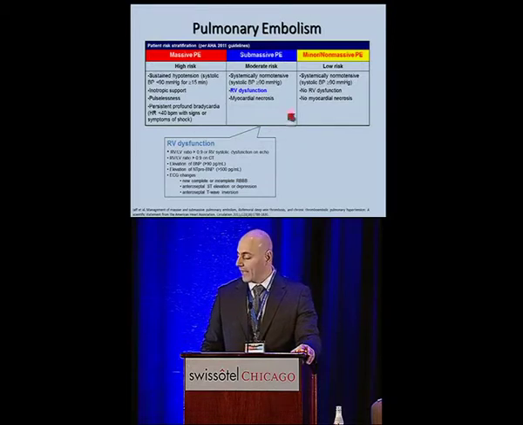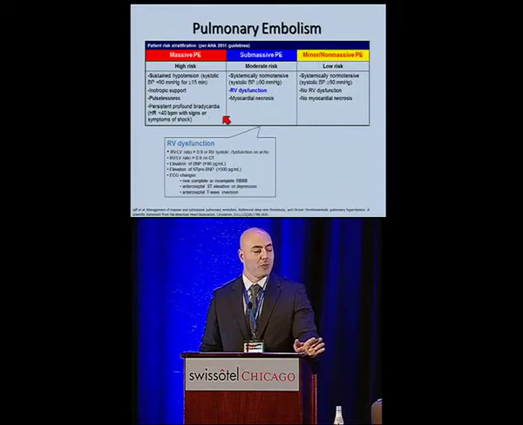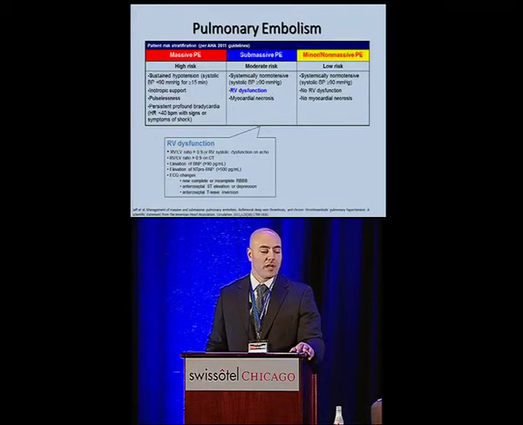And then we have the category of submassive, which is in between the two, the massive and non-massive. And these patients have a somewhat stable blood pressure, but they have RV dysfunction. And they also have myocardial necrosis. But they mainly have RV dysfunction, and they can define it either by echo or CT scan based on the RV-LV ratio, as well as elevated BNP and some EKG changes.